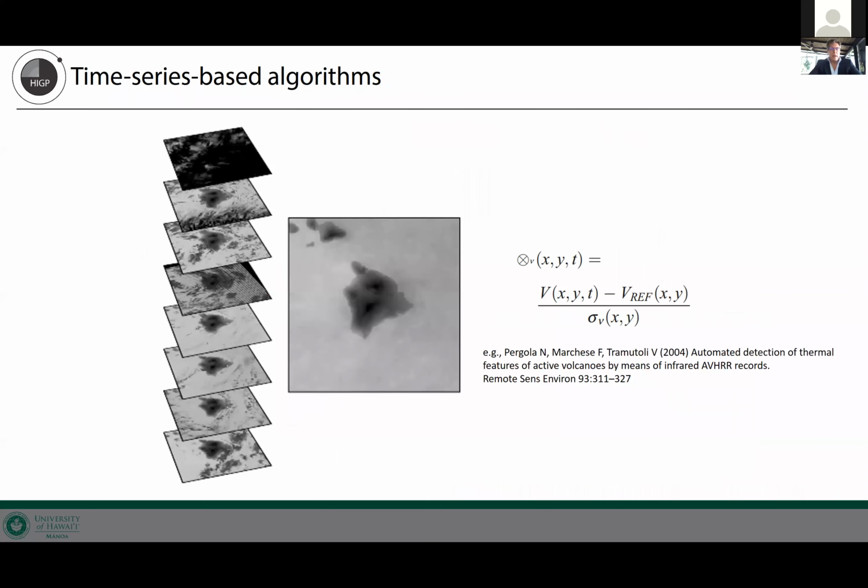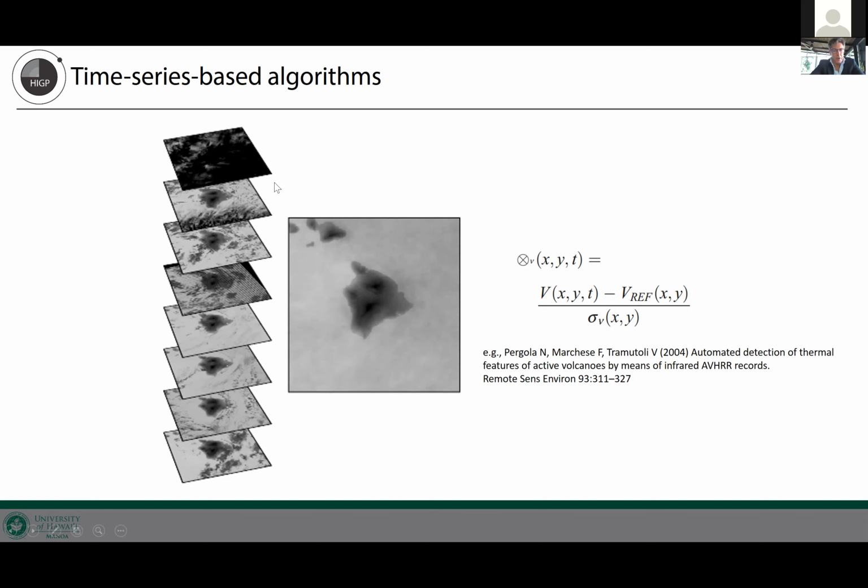There are time series based algorithms. So Nicola Pergola and Tramutoli, they've done some of this stuff. These kinds of algorithms work by, this is a stack of images of the Big Island of Hawaii taken on multiple days, right? So what they do is say, well, we co-register these images, and then we're going to look at each pixel in that stack, and we're going to compute the mean and standard deviation. And we're going to try and exclude clouds, which is very hard, but we're going to try.